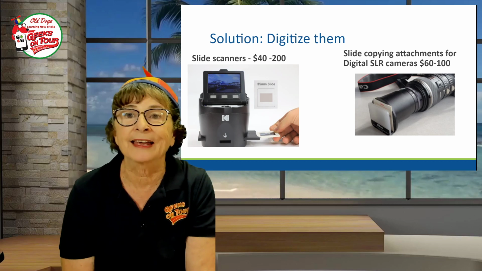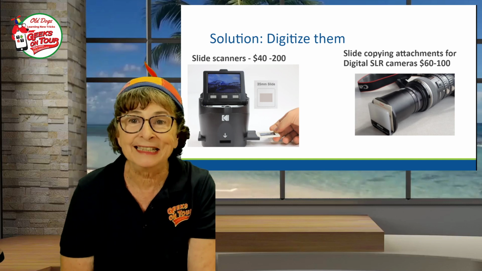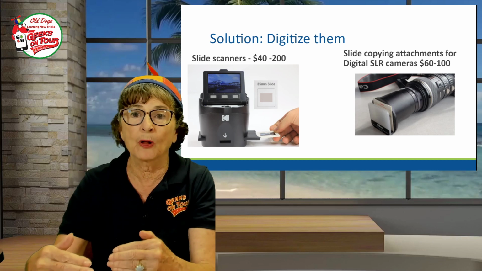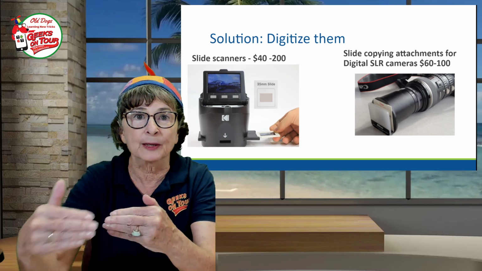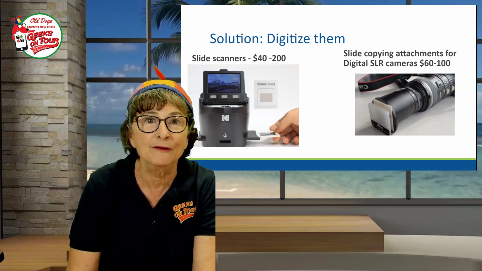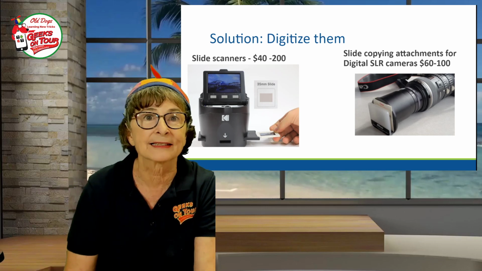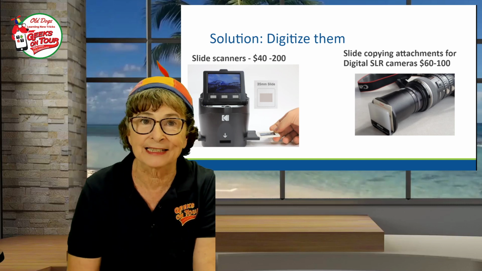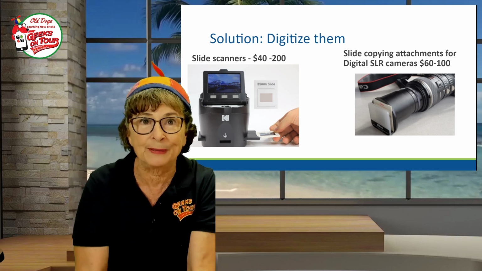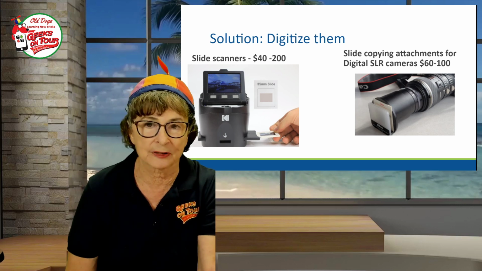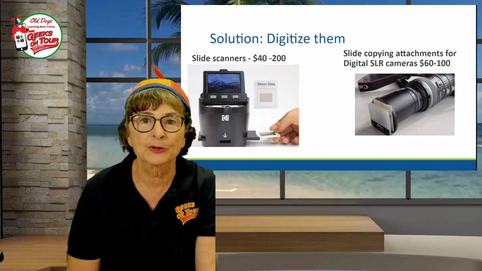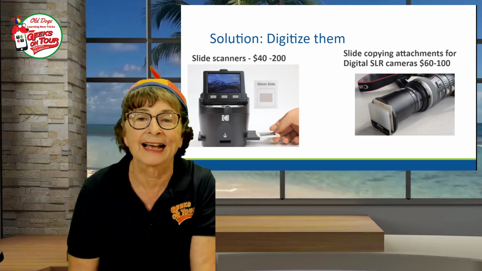If you have a digital SLR, you can get attachments to stick onto the front of the lens that will hold the slide the proper distance away, and then you can just look through the viewfinder of your camera and snap it. Now, lighting is going to be an issue there. You need to make sure you have a good source of light coming behind it so that the slide shows up as good as it can. So that's using digital slide scanners.